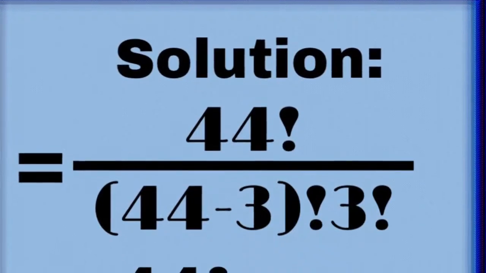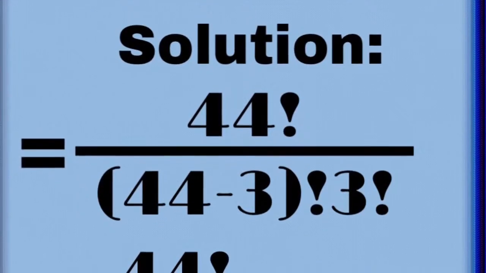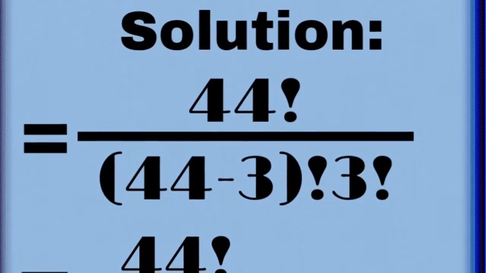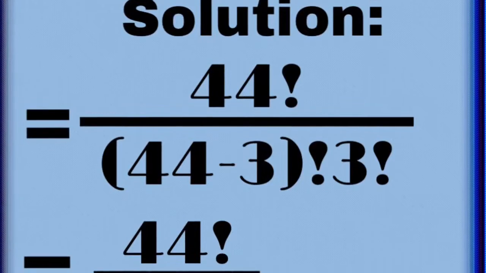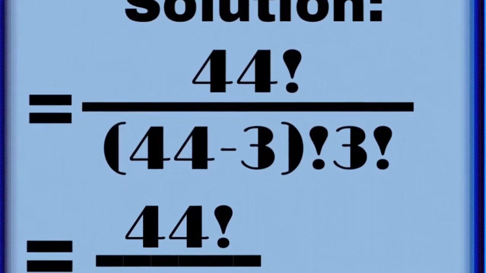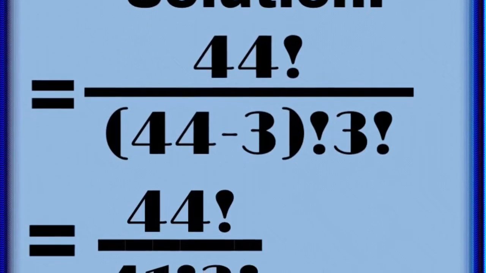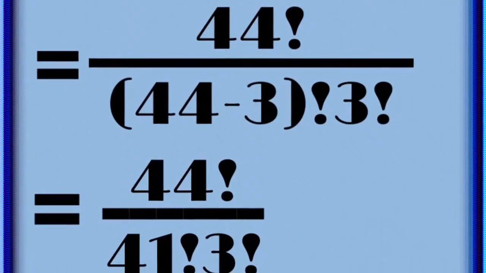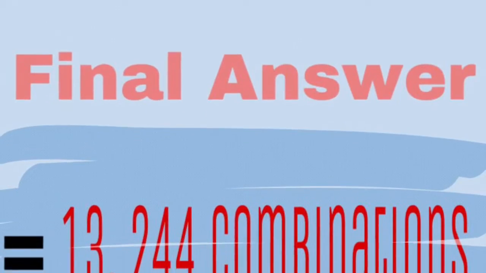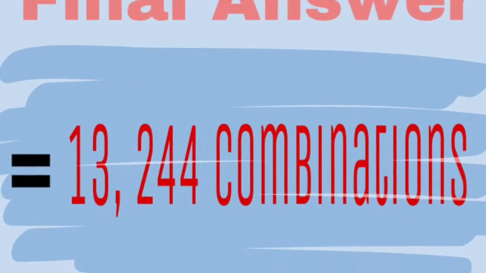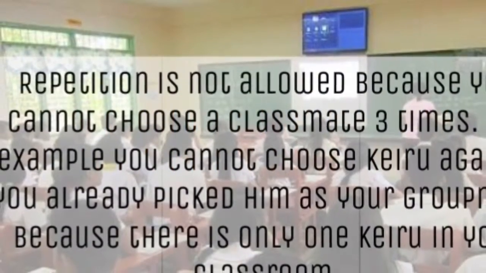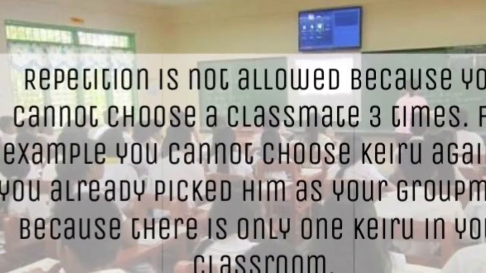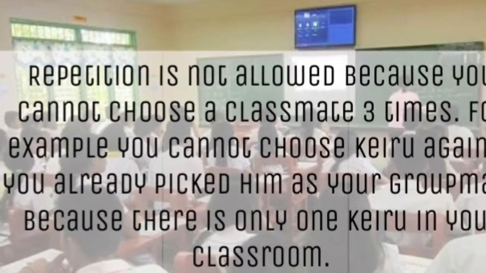Substituting the given values to the formula, you will get 44 factorial over the quantity of 44 minus 3 factorial times 3 factorial. And simplifying this equation, you will get 44 factorial over 41 factorial times 3 factorial, leading to the final answer, 13,244 combinations. In this situation, repetition is not allowed because you cannot choose a classmate 3 times.